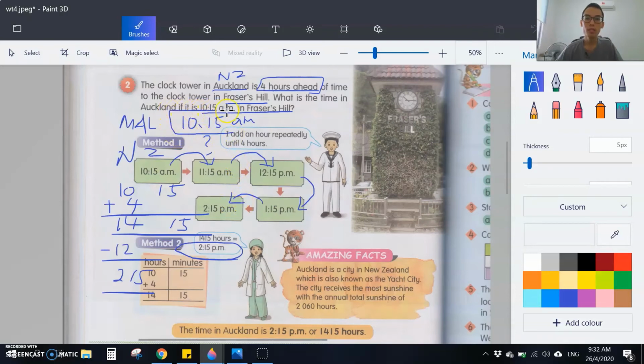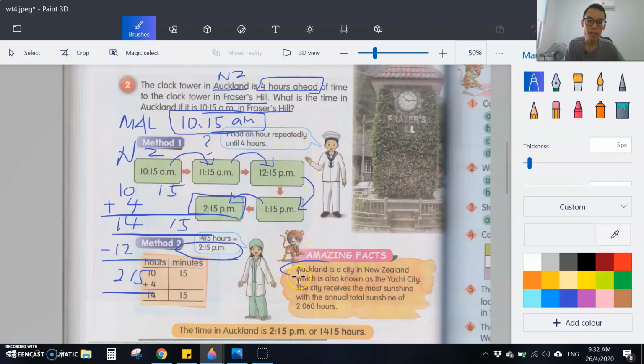So waktu Malaysia 10:15 pagi, tapi waktu New Zealand sekarang 2:15 petang. So waktu mereka lebih laju, dia berada di depan, kita berada di belakang. Sebab zon waktu yang berlainan. Okay, New Zealand dia paling awal sebab dia di paling timur sekali.